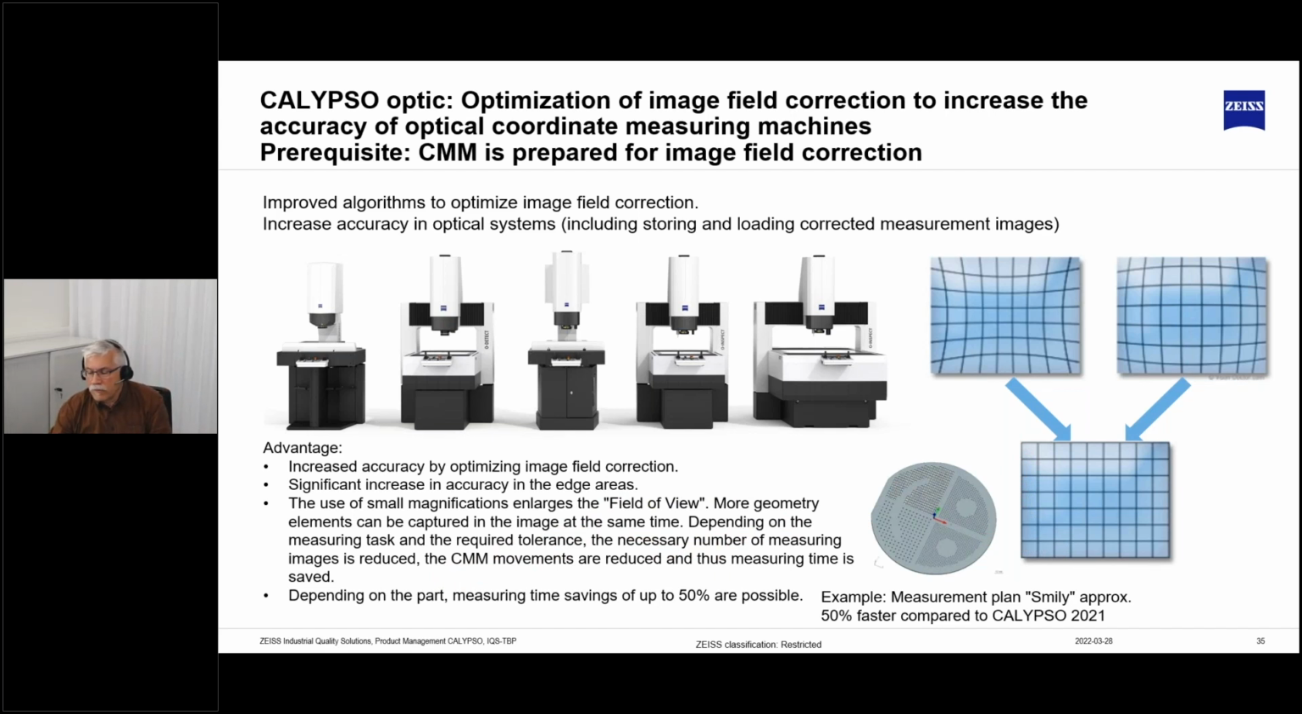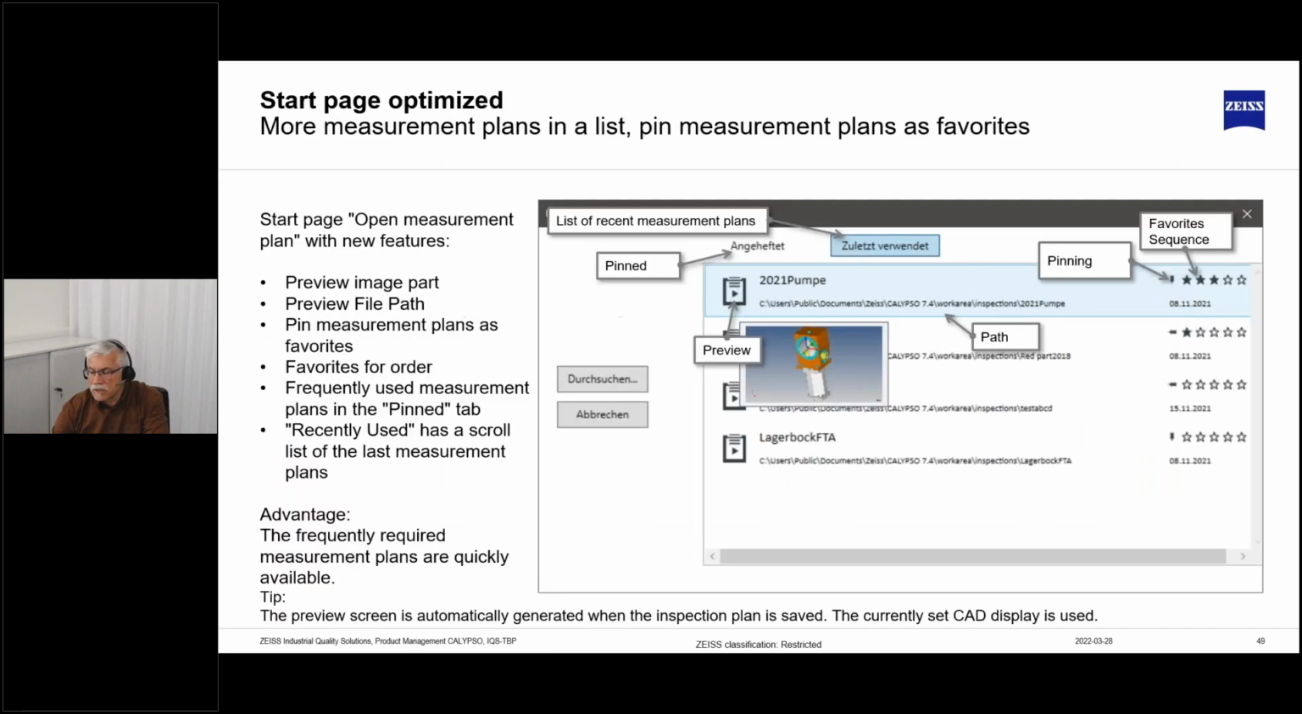First, we can enlarge the field of view by using a smaller magnification. And if we can have more elements in one captured view compared to the past, then we can also measure faster.